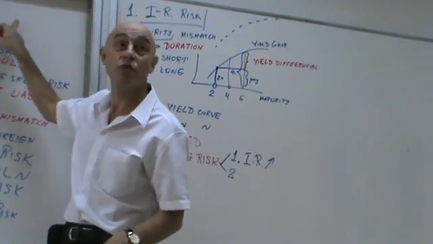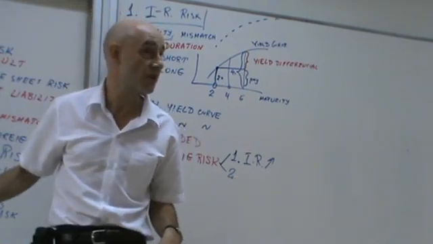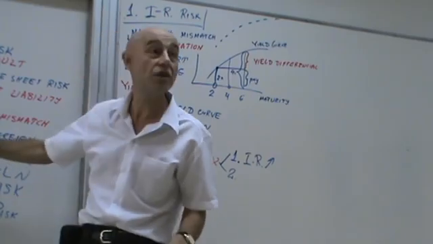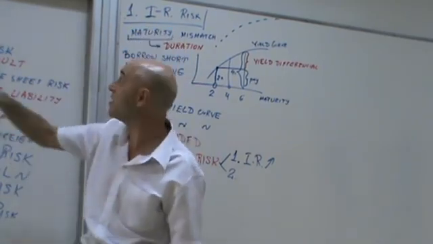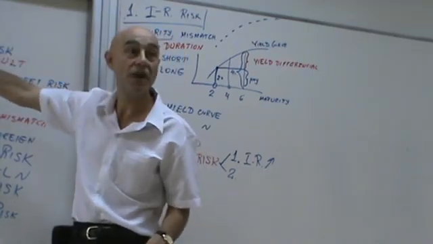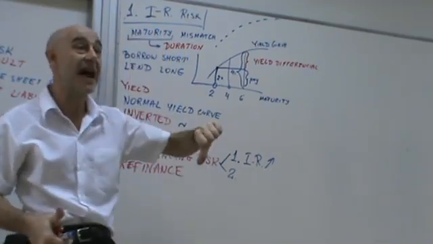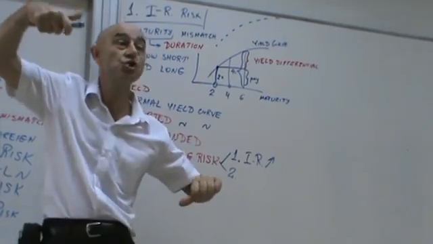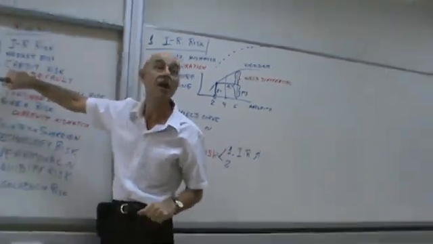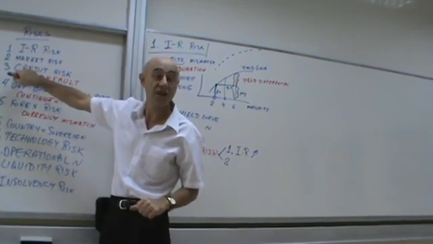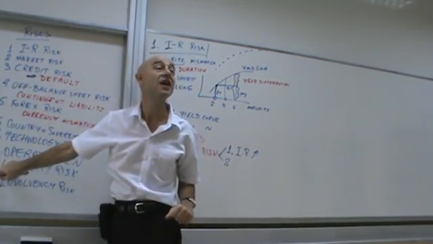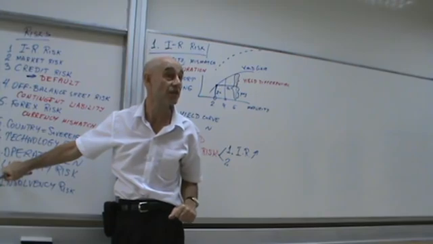An interest rate risk can become a liquidity risk. A currency risk can become an interest rate risk. An interest rate risk morphs into credit risk. So when the currency collapses, interest rates shoot up. When interest rates shoot up, credit becomes unavailable. When credit risk arises, you get liquidity risk.